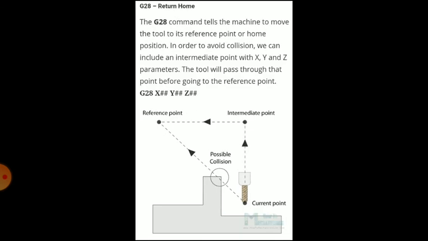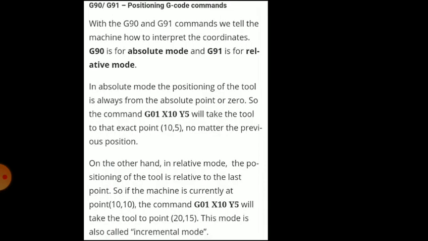Then G28, which is return home. The G28 command tells the machine to move the tool to its reference point or home position. In order to avoid collision, we can include an intermediate point with x, y and z parameters. The tool will pass through that point before going to the reference point. So you can see how the tool is returned to home. That is what the G28 code is used for.